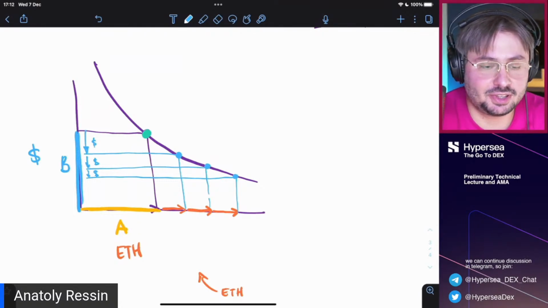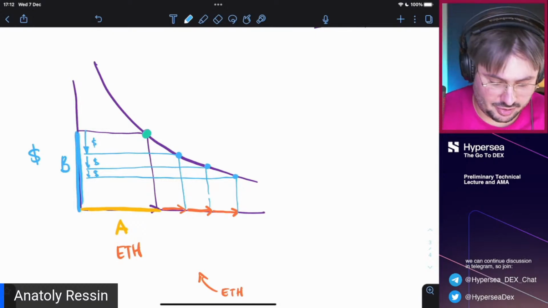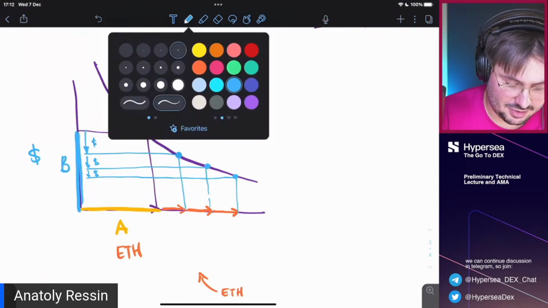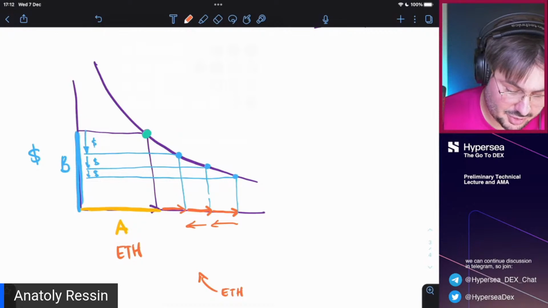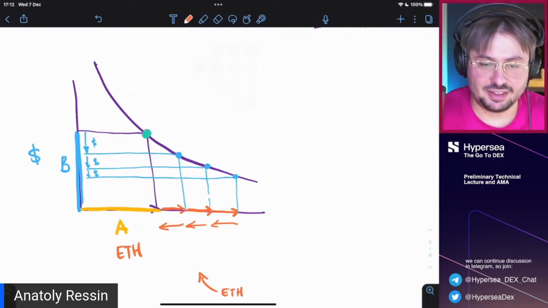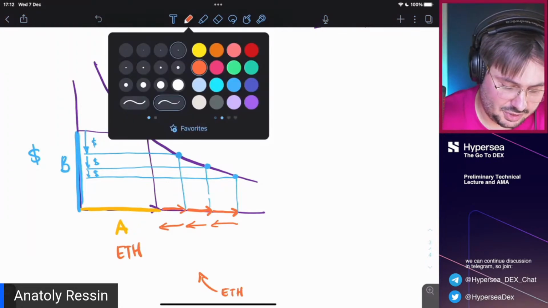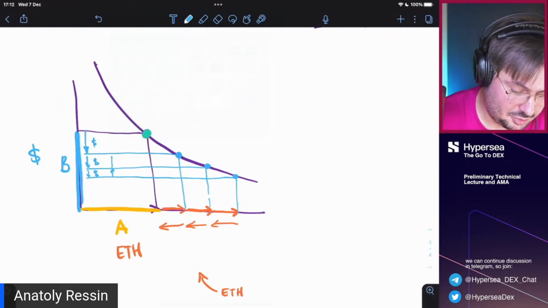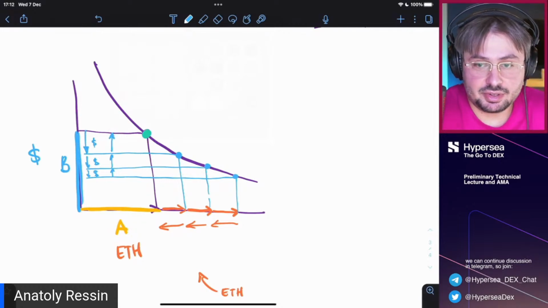In the opposite direction, the more you are trying to buy, the higher will be the price. So you can just reverse these arrows. If you try to buy the same amount of Ethereum, then it means that you need to pay increasing amounts of tokens. And here is a question.